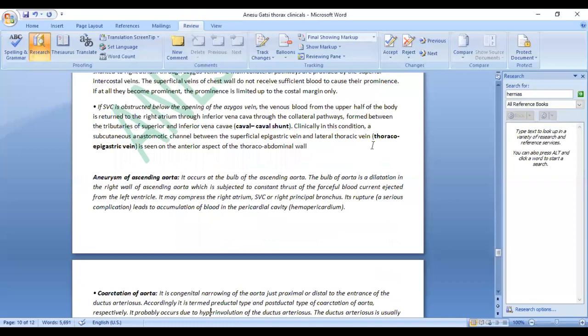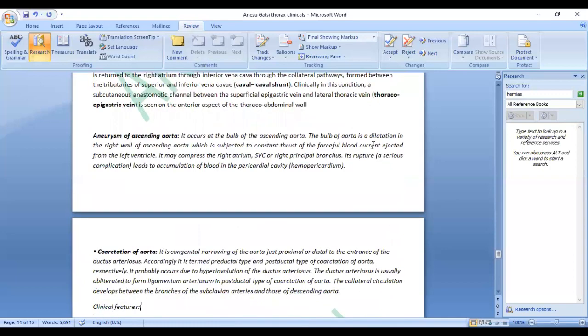Then you may have aneurysms of the ascending aorta, which occur at the bulb of the ascending aorta. The bulb of the aorta is just a dilatation in the right wall of the ascending aorta, which is subjected to the constant thrust of the forceful blood current ejected from the left ventricle. It may compress the right atrium, the superior vena cava, or the right principal bronchus. Remember, if it compresses the superior vena cava, we may need those collateral pathways I just talked about. If there is rupture, you may have accumulation of blood in the pericardial cavity, hence hemopericardium.